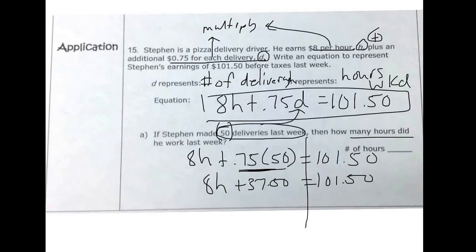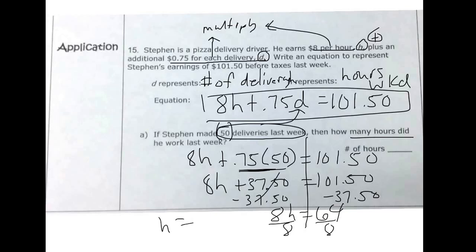Now I'm going to go through the normal process of solving. Okay, my normal process of solving is to get rid of the number without the letter, so I minus 37.50 from each side. That cancels. I get 8 hours equals 101.50 minus 37.50 is 64. Last step, when it's beside it, I divide it. So H equals 64 divided by 8 is 8. So that means he worked 8 hours that day and made 50 deliveries to get to 101.50.